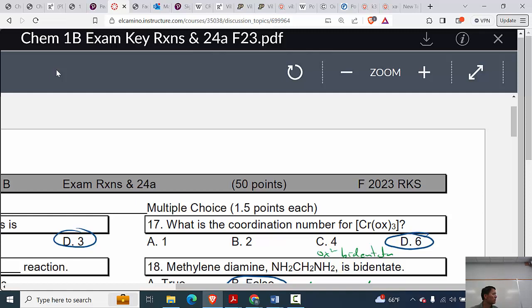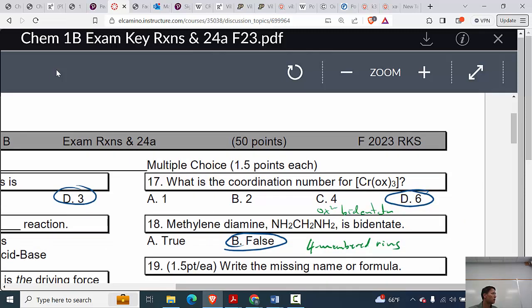I screwed this up. Do you see my error? This cannot be neutral, because that would mean chromium would have to be in the +6. It's unlikely to be in the +6 in this kind of thing. So this is supposed to be 3 minus. Just screwed up the charge on that. But anyway, you should still be able to answer it. It should be 6.